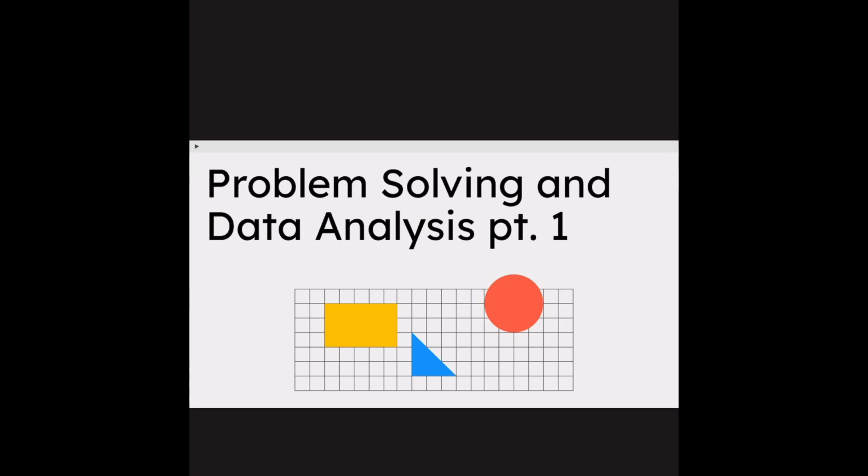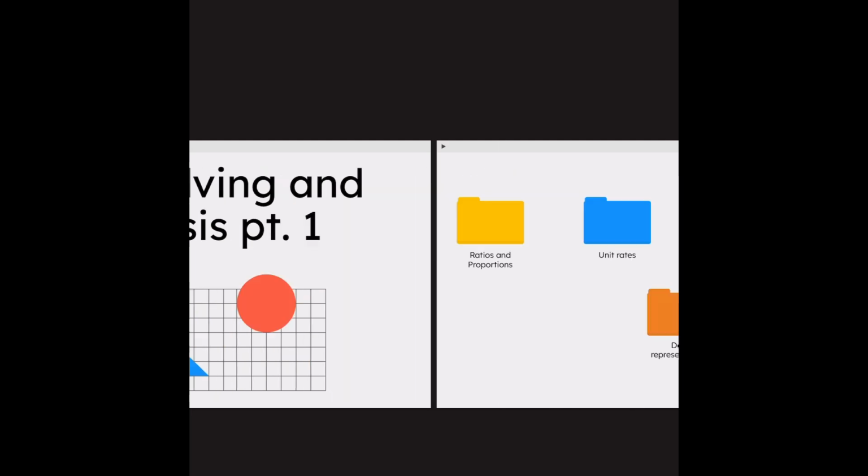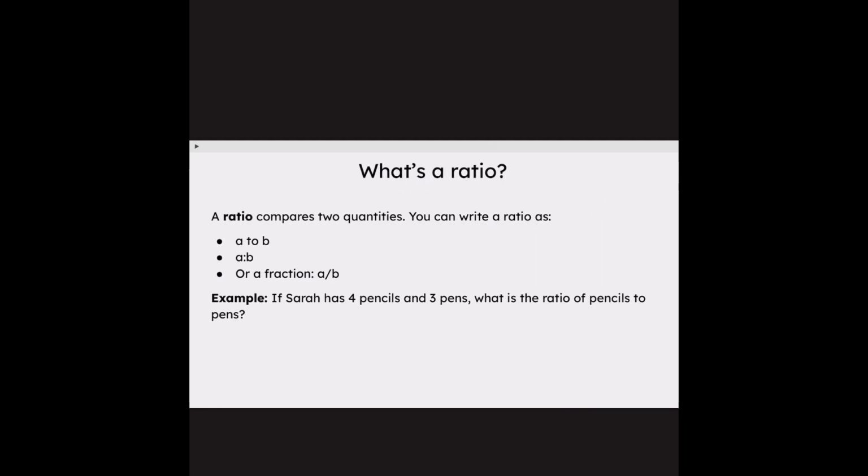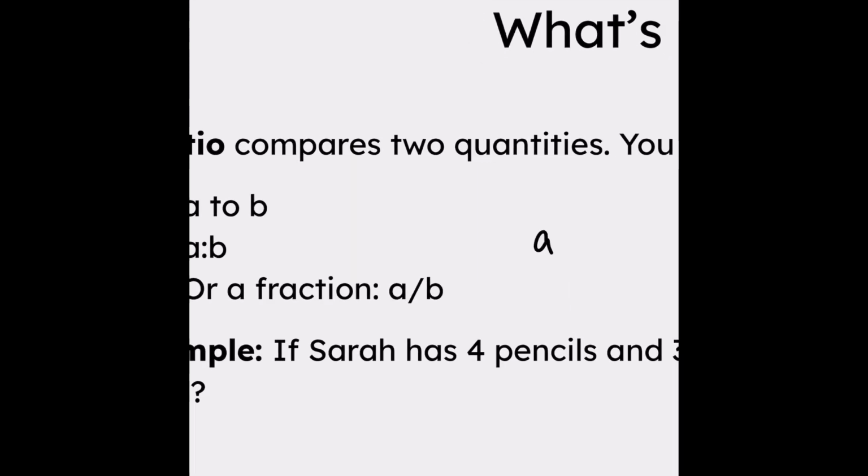In this lesson, we're going to go over problem solving and data analysis for the SAT. So let's get started with ratios and proportions. What is a ratio? A ratio compares two quantities. You can write a ratio as A to B, A colon B, or as a fraction, A over B.